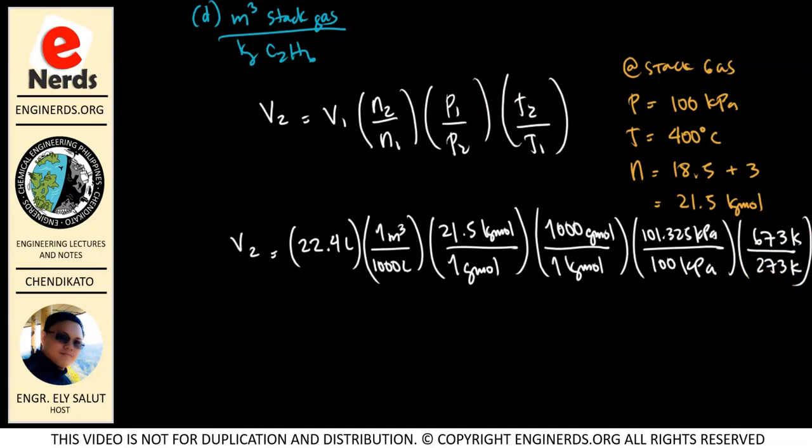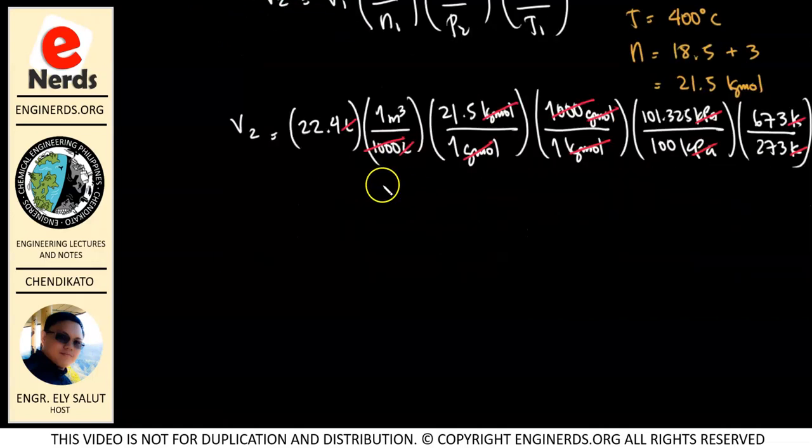So let us check our units. Liters will be cancelled out, gram mole will be cancelled out, kilogram mole will be cancelled out, 1000 will be cancelled out, kilopascal will be cancelled out, and Kelvin will be cancelled out. So our unit will be in cubic meters, no? So let us now solve for our V2.